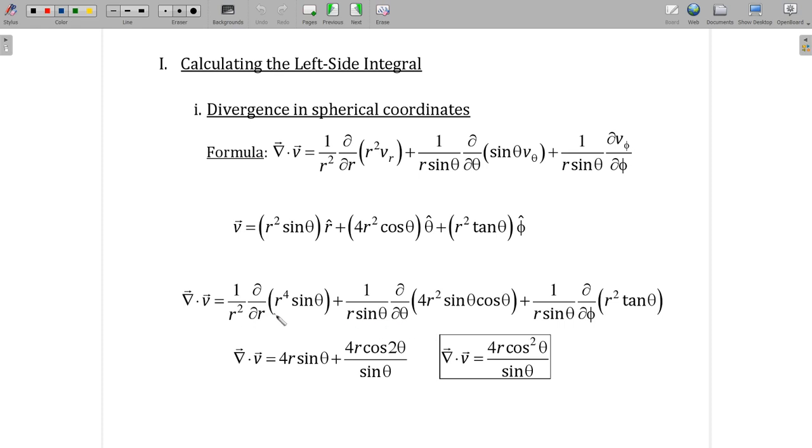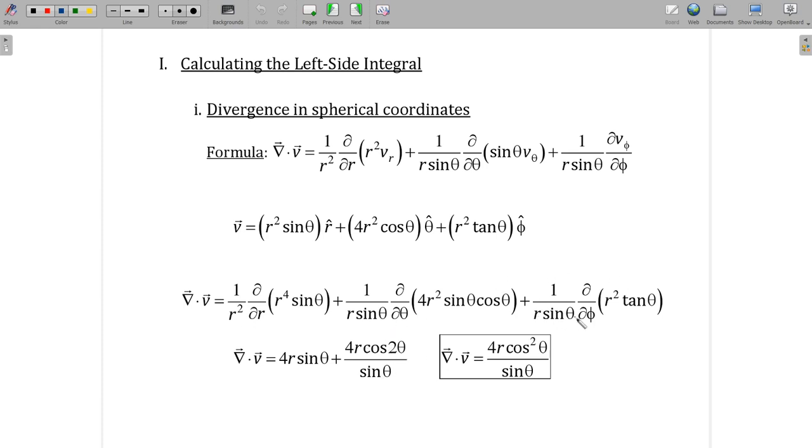The partial derivative of r to the power 4 sine theta with respect to r would be 4r cube sine theta, and divided by r square outside, it becomes 4r sine theta. So this first term turns into 4r sine theta. The second term is a little more complicated. You can work it out, and it comes out to be 4r cos 2 theta over sine theta.